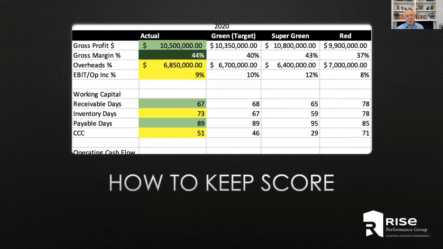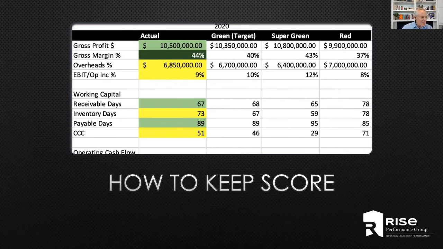All right, I want to wrap up by giving you an idea for a scoreboard. This is MyLock's scoreboard, and it's for the fiscal year 2020. Notice what they've got on their scoreboard. It starts with gross profit. It does not start with revenue. It starts with gross profit.